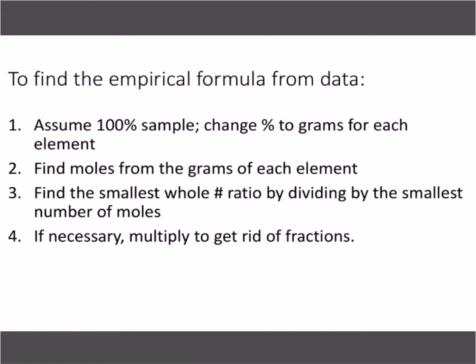Then once we have grams, we will turn it to moles. How do we go from grams to moles, folks? Molar mass is what we're going to use. And what we're going to do with the molar mass? Divide by the molar mass to get there. Once we have the number of moles, then we're going to find the simplest ratio between the elements using the smallest number of moles. And then, if need be, we will multiply to get rid of any fractions, any decimals we have. We won't really round here.